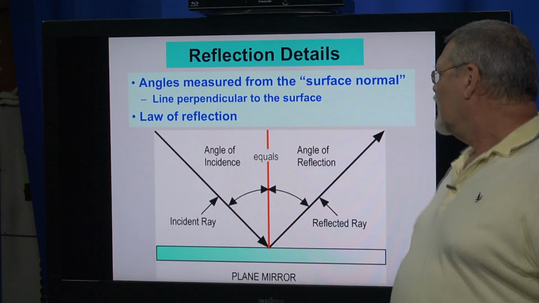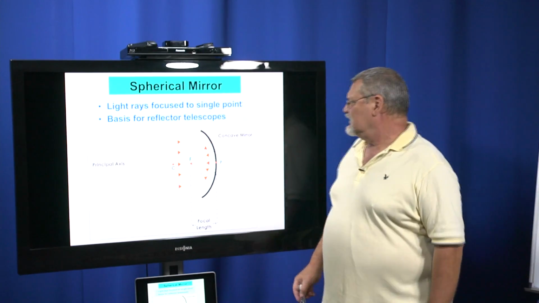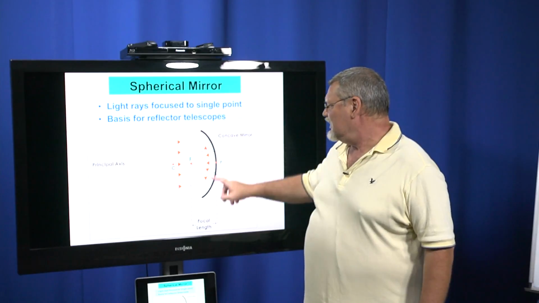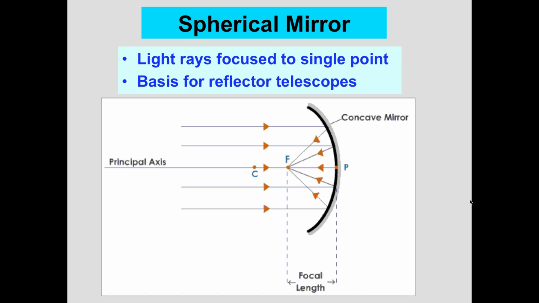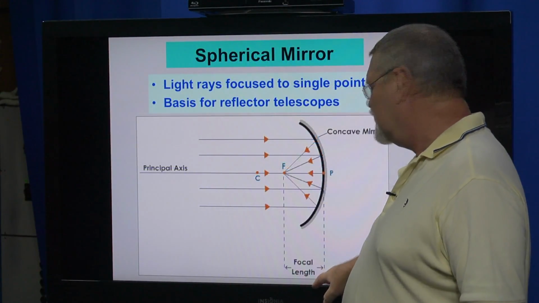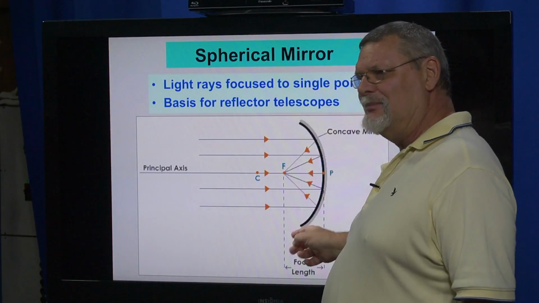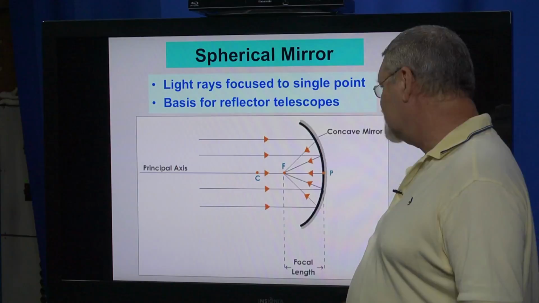Very simple. But if we were to use this on a concave mirror, if we were to make a mirror that's curved like this, we can have light come in and it's all bouncing off at the same angle that it's coming in at. And we can make that go to a point, make it focus to a point. And this point is the focal length. We can use this to magnify objects. We can use this to make telescopes. It's the basis for a reflector telescope.